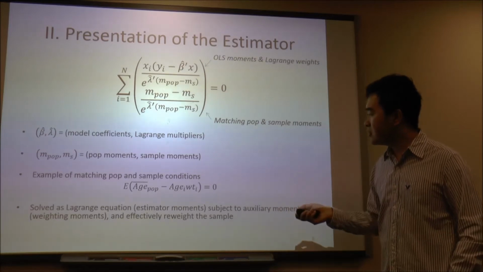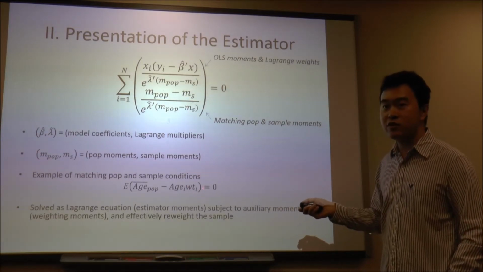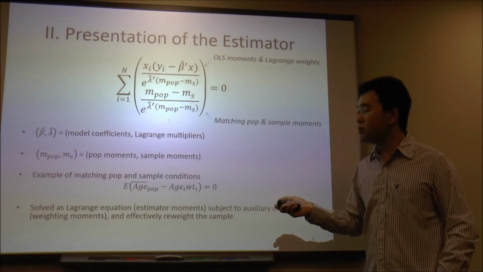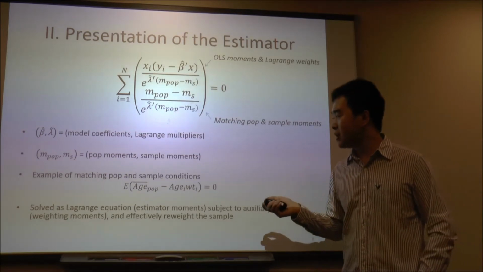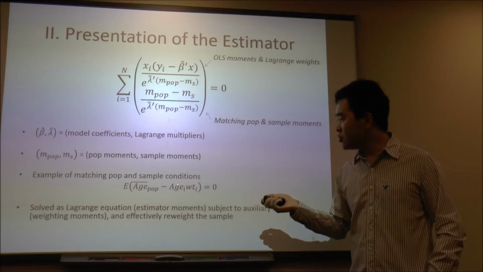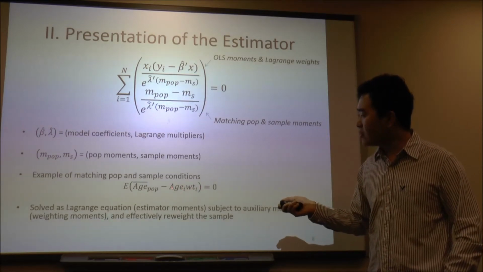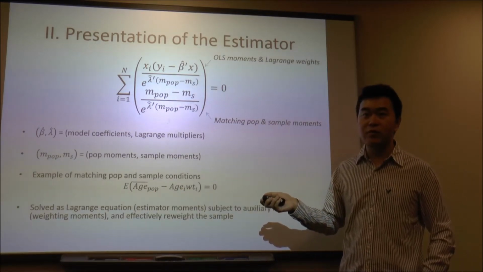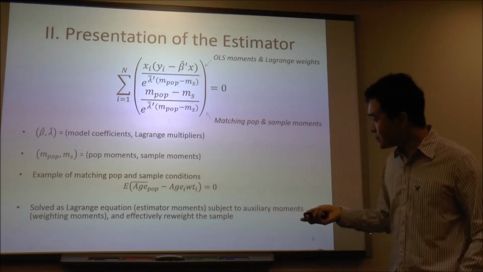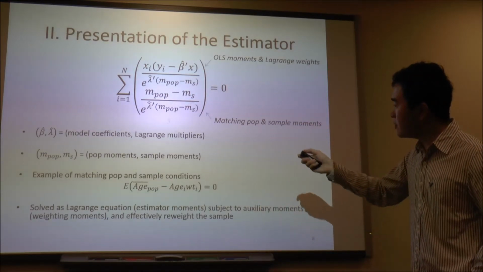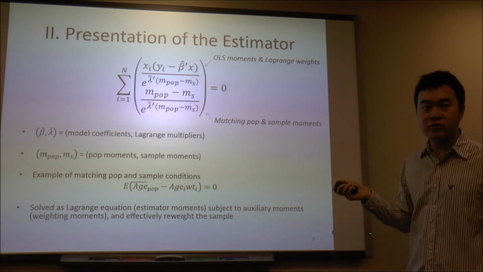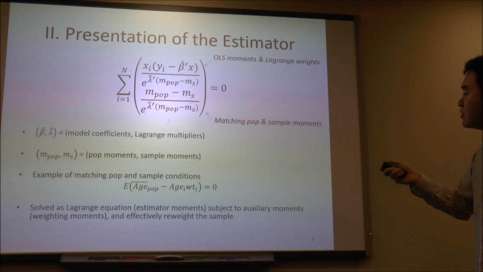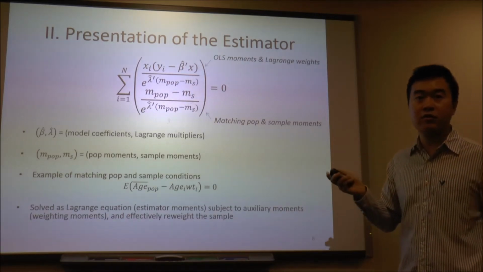After we estimate these, we can simultaneously generate the weight for each observation, and after matching these population and sample conditions, the weighted average of the age will equal the mean of the age from the population data. That's our goal. And this framework is like solving a Lagrange equation subject to these moment conditions, or this marginal information, and effectively reweights the sample.